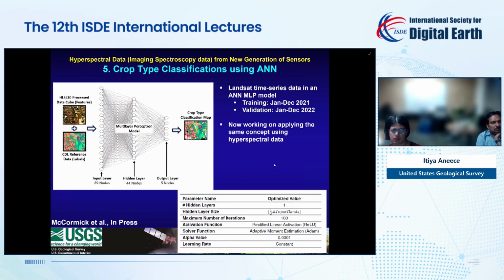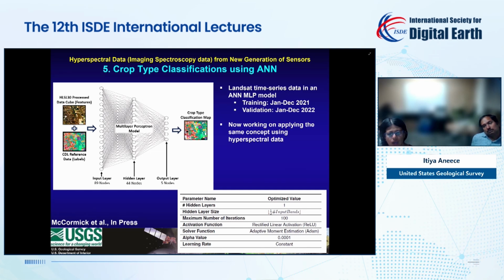All right, so the fifth objective was to use deep learning rather than traditional machine learning algorithms for crop type classification. This is some really exciting work. And here we used harmonized Landsat Sentinel data, like Parth mentioned. We used a time series of those data. So for training the model, we used January through December 2021 data, and for validation, we used an independent year, January to December 2022. And so we put those data into an ARD data cube, like Parth mentioned, and then we took the USDA cropland data layer for reference.